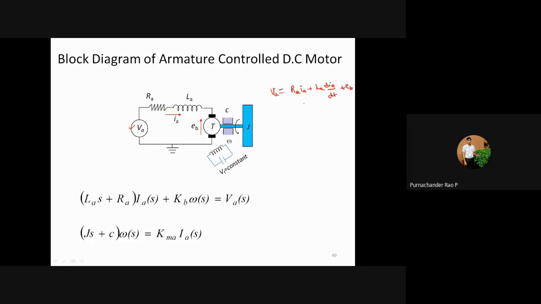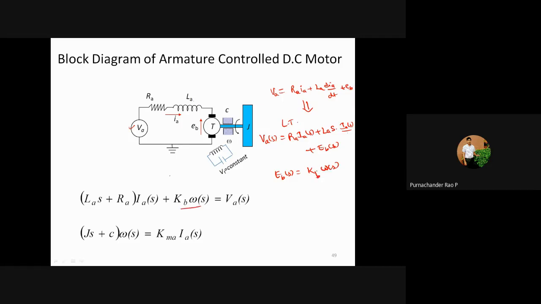plus back EMF. Okay, by using the Laplace transform approach, you can directly write it as VA of S is equal to RA into IA of S plus LA S into IA of S plus EB of S. Okay, so this is your armature voltage equation, and as you know, EB of S is equal to some constant value KB into omega of S.